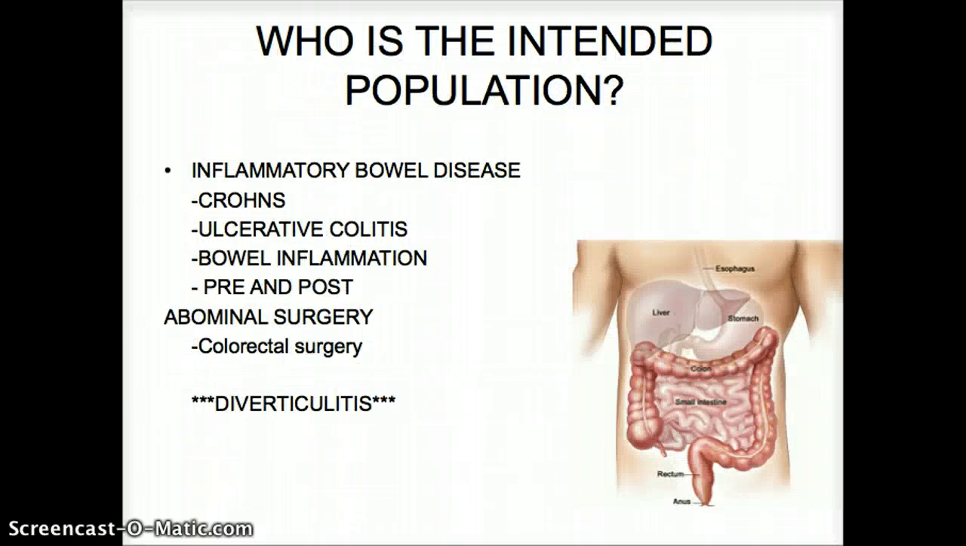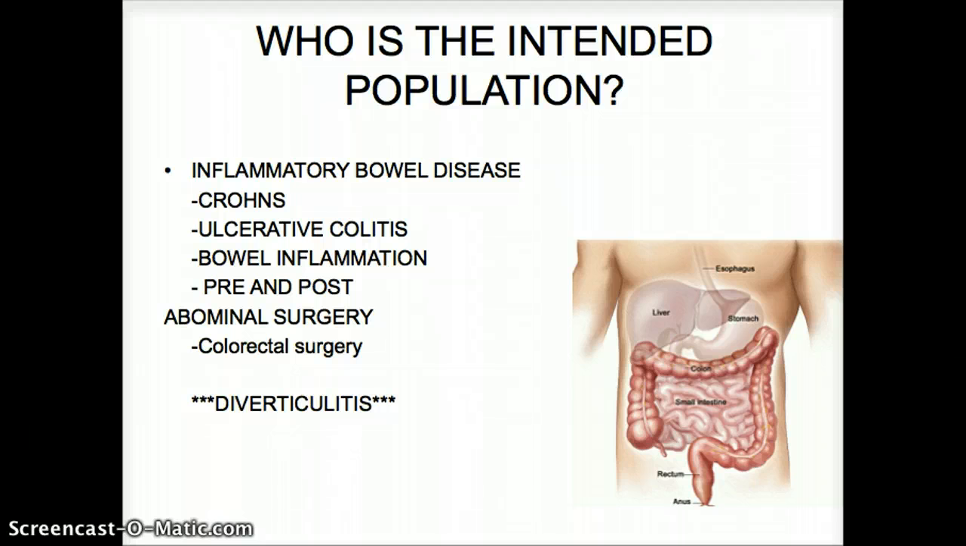So who is the intended population? This diet is appropriate for people with inflammatory bowel disease such as Crohn's disease, ulcerative colitis, and bowel inflammation. And all of these have in common that they are issues associated with the GI tract. It's also appropriate for people who are pre and post abdominal surgery, for instance, colorectal surgery. And there was a randomized trial conducted which demonstrated a statistically significant reduction in the length of stay of patients who were on a low residue diet as opposed to people on a clear fluid diet after they had elective colorectal surgery. So that was just a proof in that study that this diet was helpful for people post-surgery.